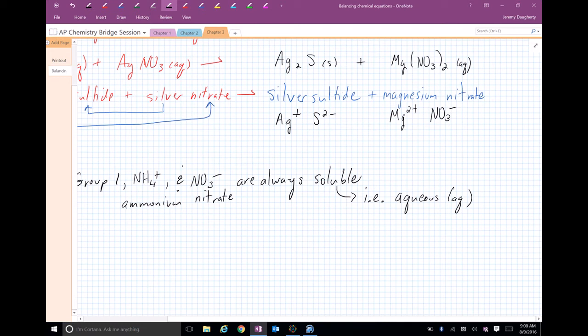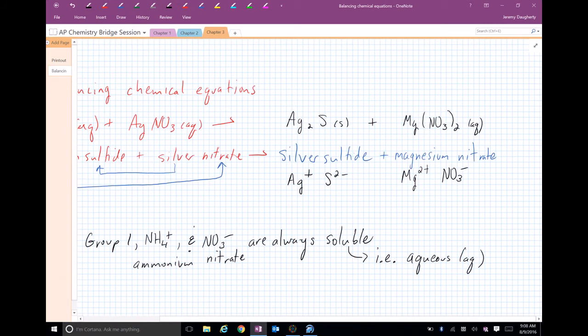Okay, so knowing that information, we can figure out up here which of these two would be the insoluble compound, because nitrate that's combined with magnesium is always aqueous, so that must mean that silver sulfide has to be the solid. The reason why we know that is because if silver sulfide is not the solid, if in fact it does dissolve, then we have no reaction, right? So in this case there is a reaction.